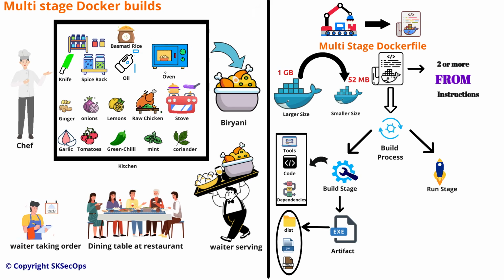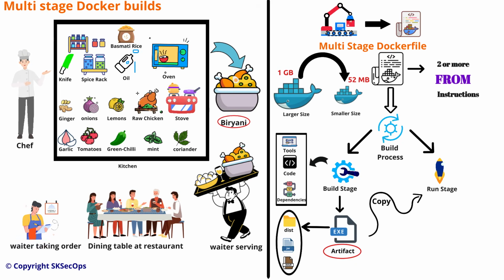in a JS application. Now, how is the biryani analogy compared here? Just like chicken biryani is the final dish after cooking, similarly, the final output of the build stage is the artifact. Also, like the waiter carries the biryani from the kitchen to the dining table, we copy the artifact from the build stage to the run stage.